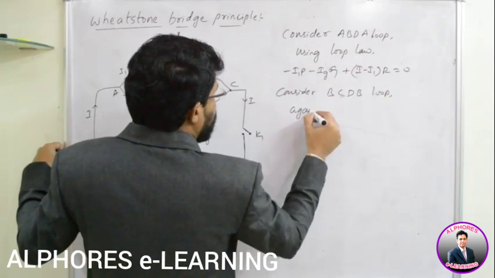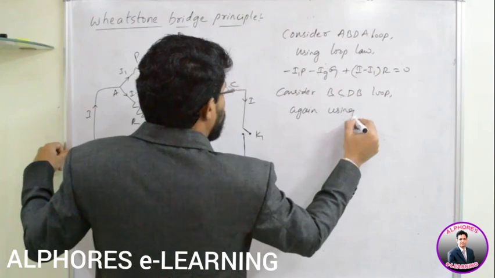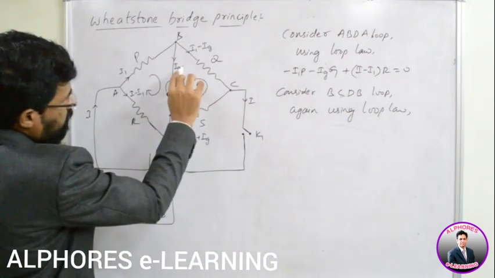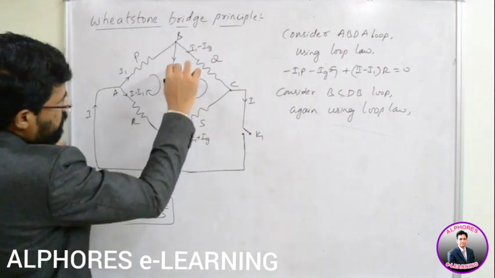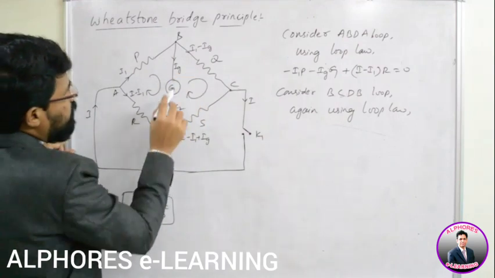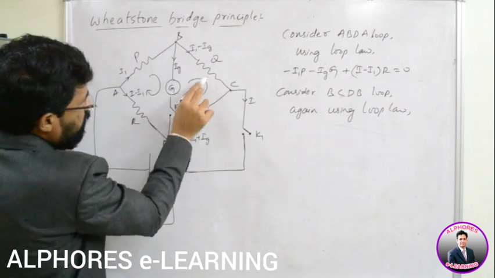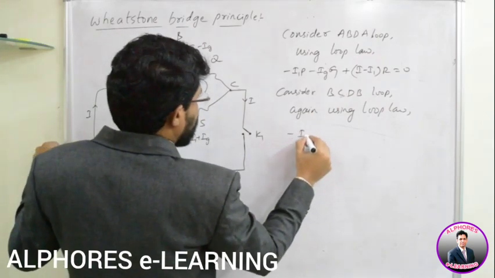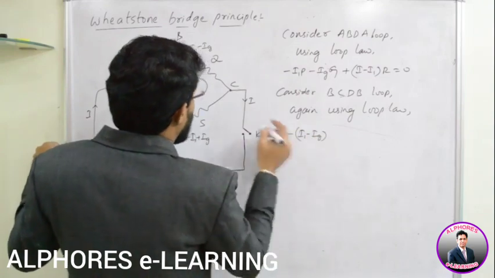Again, using loop law, what can you write? You are tracing the loop in the clockwise direction, isn't it? So here you are traveling along the direction of the current in this branch, so you will have a minus sign. Minus current is how much? I1 minus Ig, into how much is the resistance?